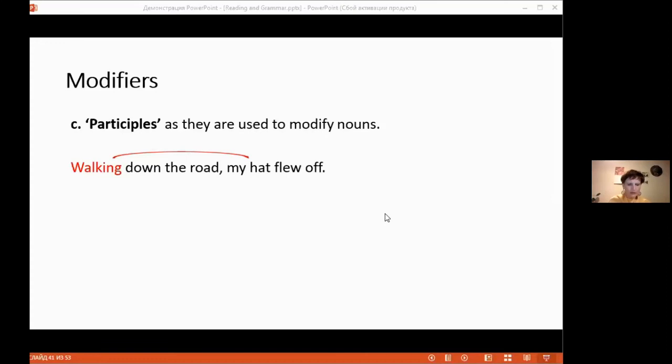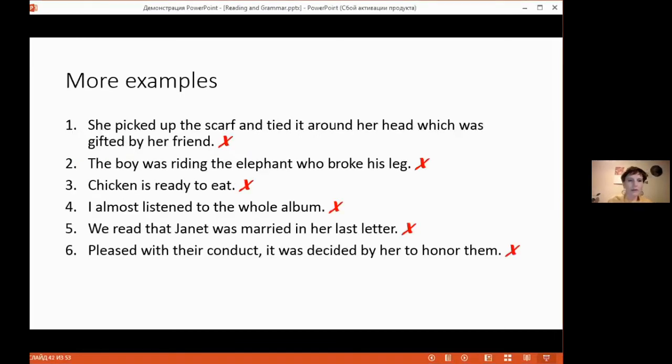All right. Travel agency. Yes. Okay. Let's go on. Here are some more examples. Your corrections, please.